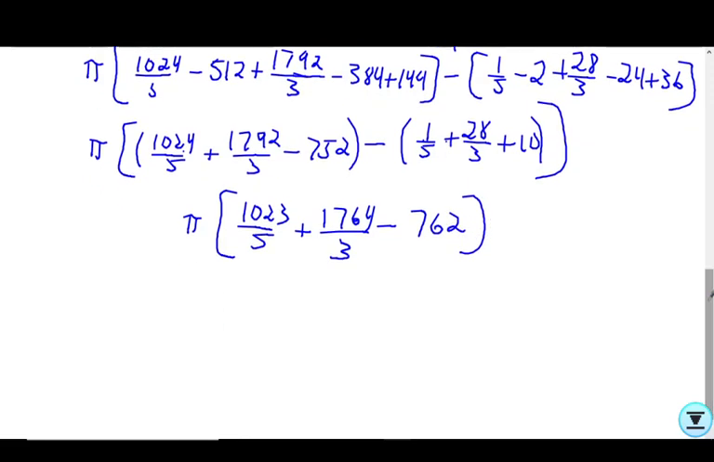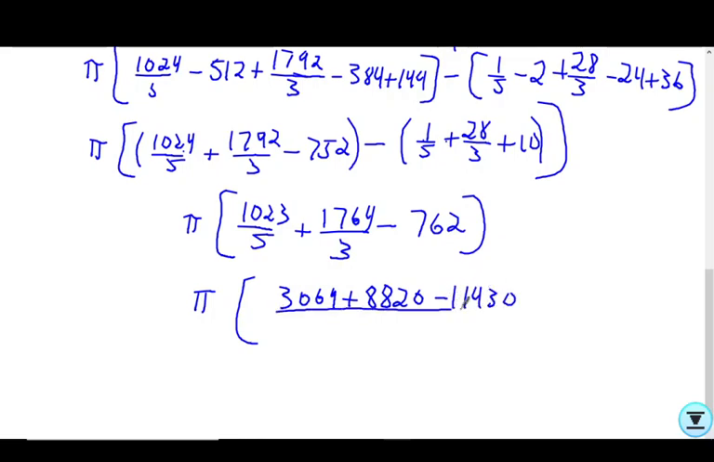Get common denominators. So you get pi, and then you get 3069 plus 8820 minus 11430 all over 15. And then it simplifies to 459 pi over 15, which is 153 pi over 5.